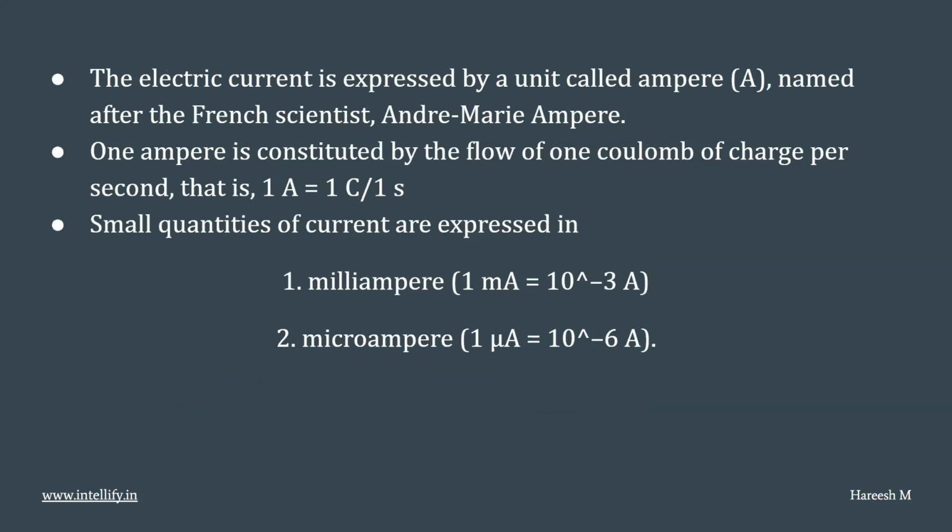Now, what is the SI unit of current? The current I is written in terms of ampere. The electric current is expressed by a unit called ampere, named after the French scientist André-Marie Ampère. Now, how do you define this ampere? 1 ampere is constituted by the flow of 1 coulomb of charge per second.